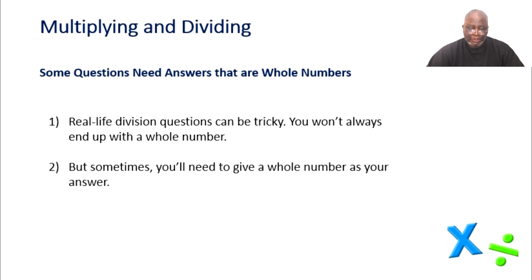But sometimes you'll need to give a whole number as your answer, and in this case, it's not about rounding up from 5 to a whole number or from 4 downwards. No, this is about a work situation where you have to decide as to quantities you need to obtain or to sell, as the case might be, or to use, as the case might be. Let's look at the example.